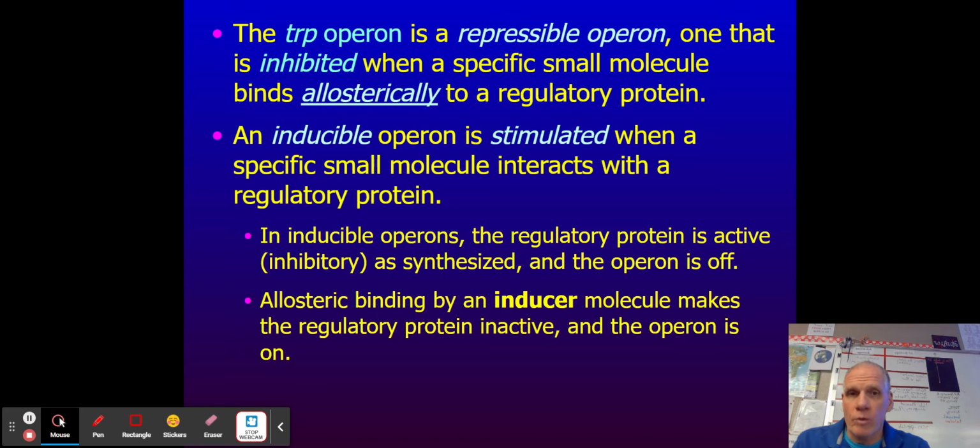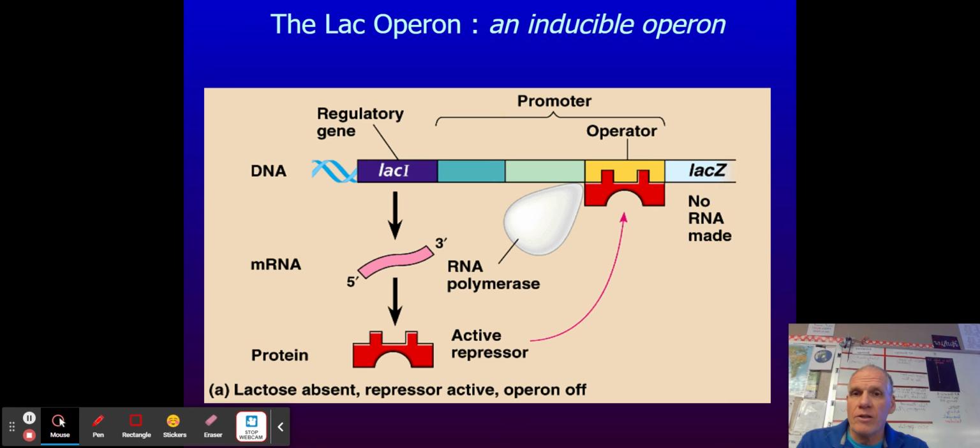Again, it is a repressible operon. The trp operon is a repressible operon. This was model 2 in your POGIL that you did the other day. And again, it is inhibited when a small molecule binds allosterically to a regulatory protein. That small molecule would be tryptophan, okay? Whereas an inducible operon, one that is only turned on, is stimulated when a specific small molecule interacts with a regulatory protein, okay? So let's go ahead and look at this particular example in the lac operon. This was model 1 in the one that you did yesterday.